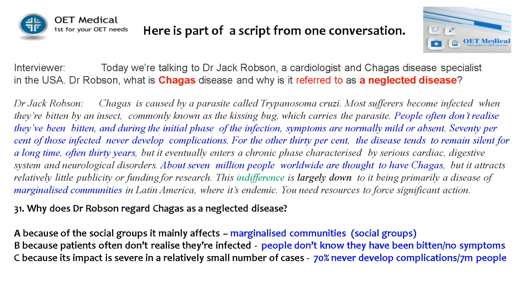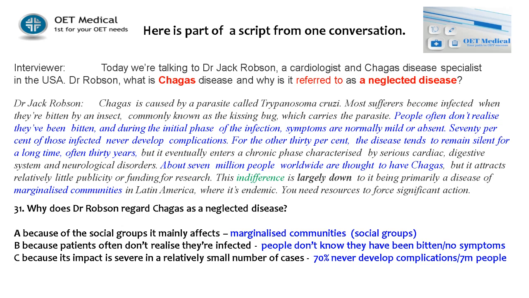Now, you won't see the word neglected in the text. Occasionally you may see the same word, but most of the time you will see some kind of paraphrased example. So why is it referred to as a neglected disease? We have: because of the social group it affects, because people don't realize they're infected, and its impact, or severe impact, is relatively low. Now, to save time, I've highlighted in blue and green the things that are relevant to this answer.